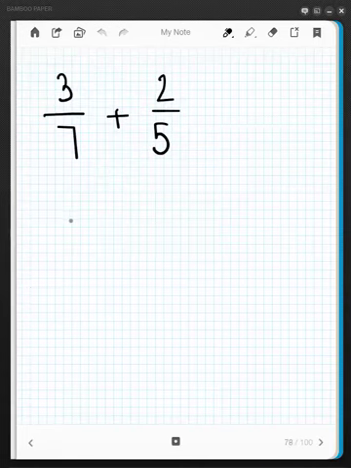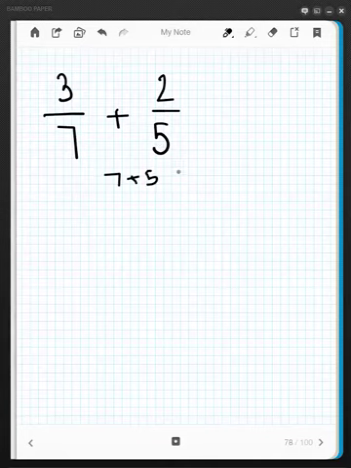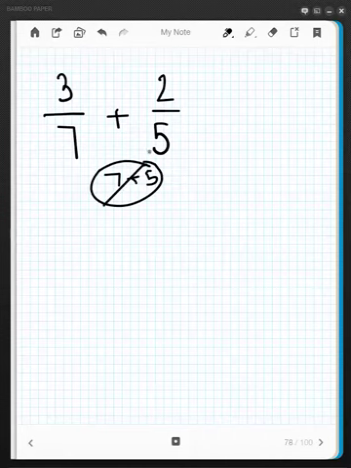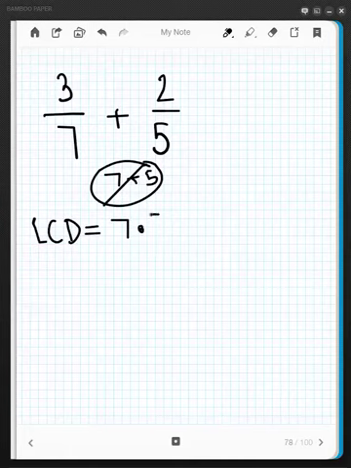So if I have 3/7 and I want to add it to 2/5, you do not add 7 and 5. That doesn't happen. 7 plus 5 is not what we do. You do not add denominators. What we have to do instead is find the least common denominator. Now 7 is a prime number and so is 5. So the least common denominator is just going to be the product of 7 and 5.